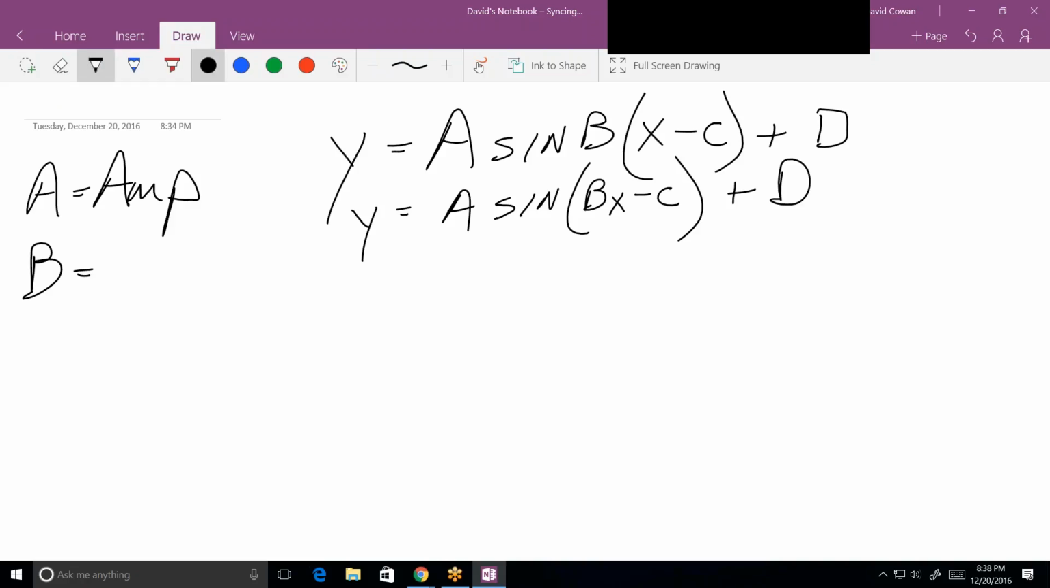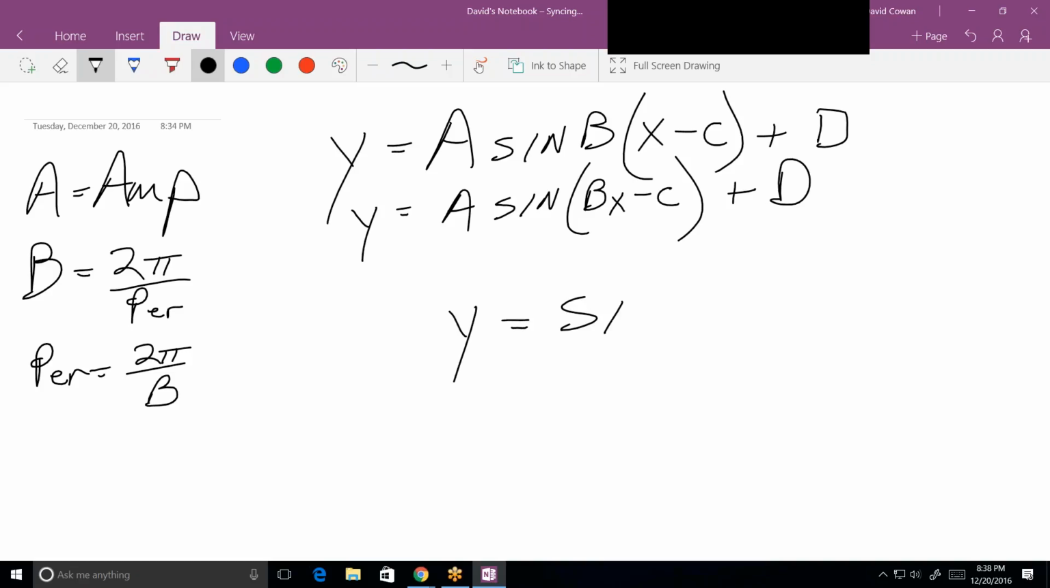B is related to the period by 2 pi over the period. That's what you have to memorize, which means the period is equal to 2 pi over b. So let's say I said to you y is equal to the sine of 2x. Different than what we just looked at. The previous one was 2 times the sine of x. What's the period of this function?